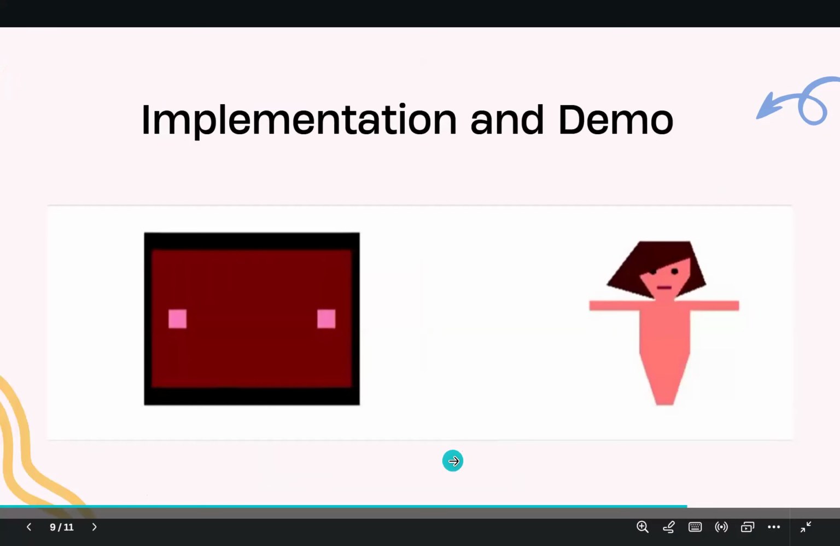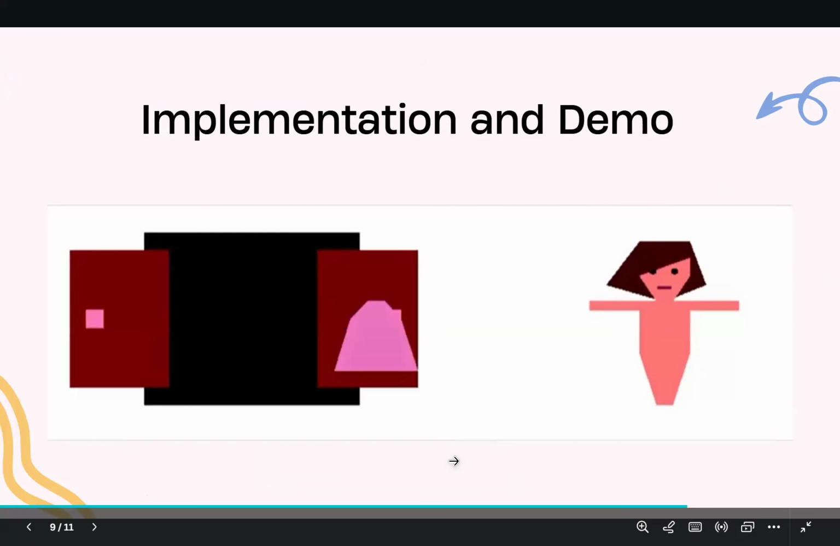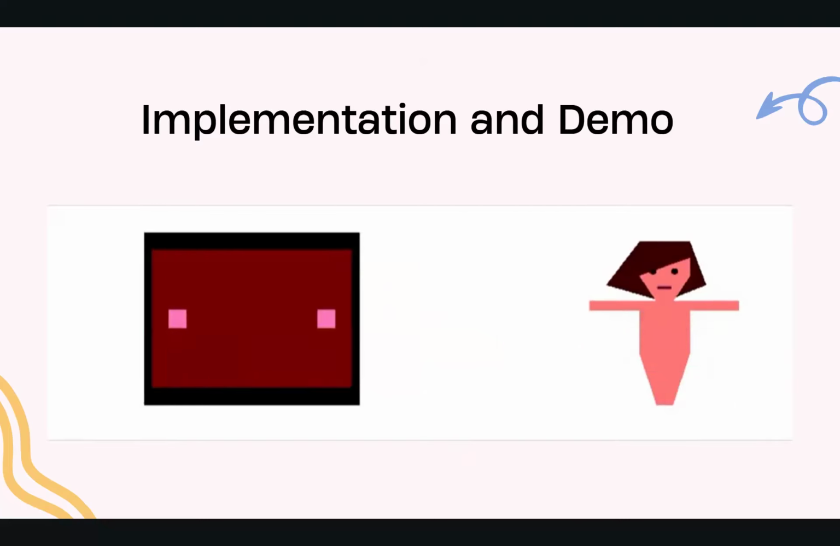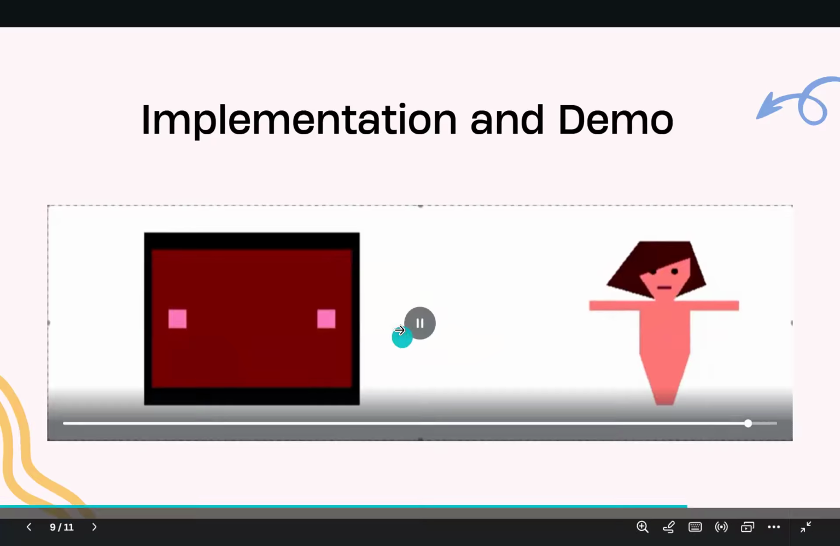Here is the demo of our work. As we can see, we have several moving objects, including the closet, doors, doorknob, the avatar itself, and the dress, and the dress is also changing color as it moves.